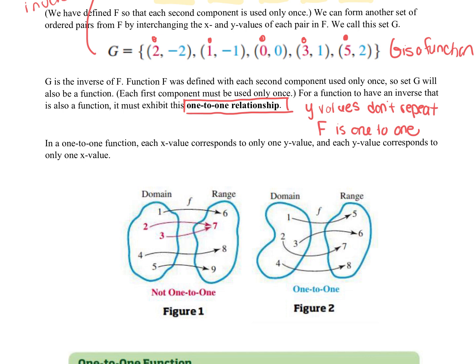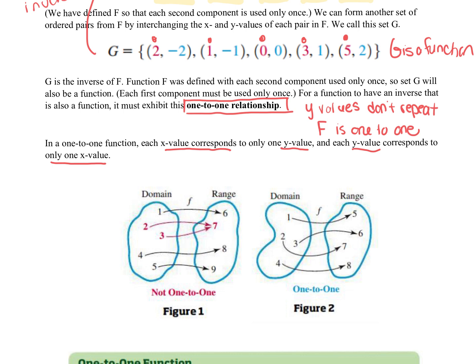So in a one-to-one function, each x value, or the input, corresponds to only one y value, and each y value corresponds to only one x value, which is why it's called one-to-one. One x goes to one y, and then it's done. No one repeats at all. No x repeats to be a function, no y repeats to be one-to-one.